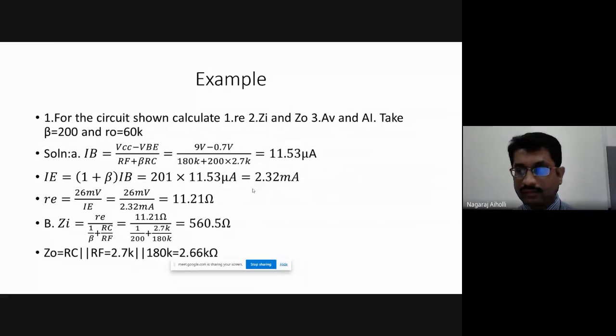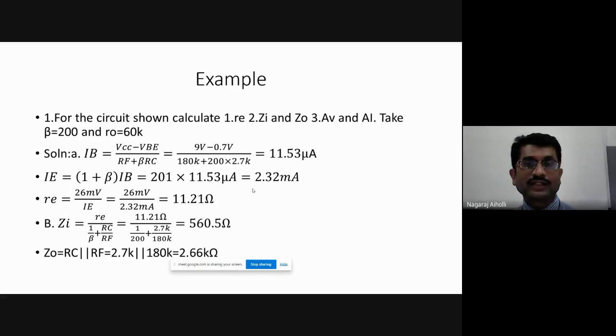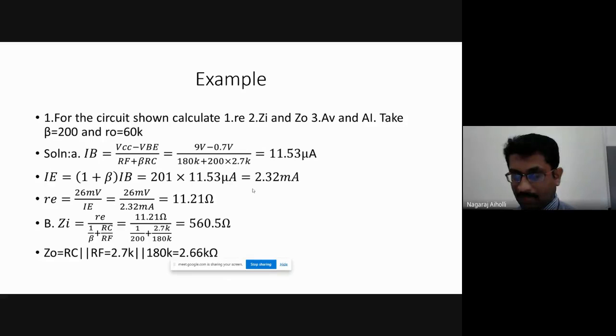Was it understood? Ankita? Yes, sir, understood. Okay. Shraddha? Yes, sir. Understood. Okay. Janvi? Rutik? Yes, sir. Understood, sir. Okay. Rohan? Birje? Ratan?